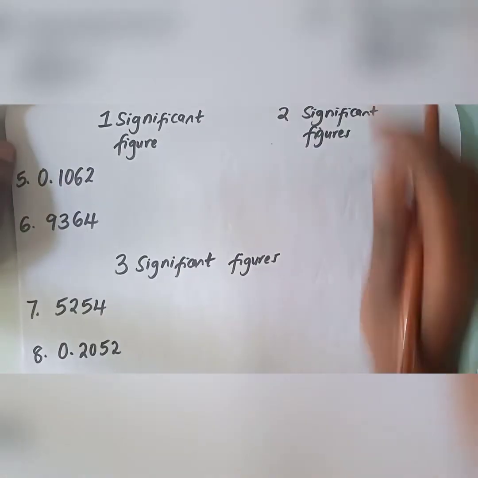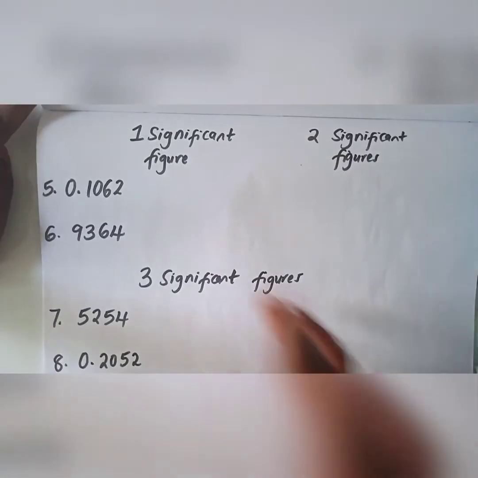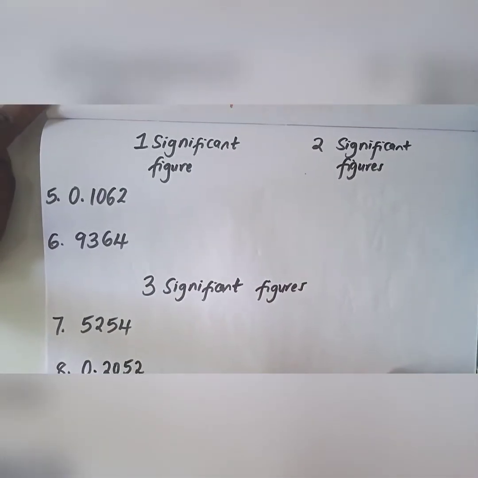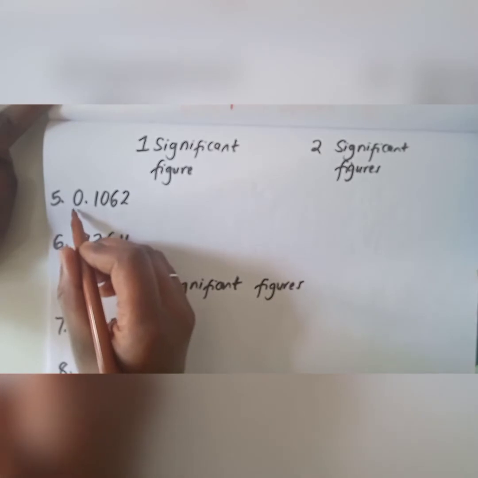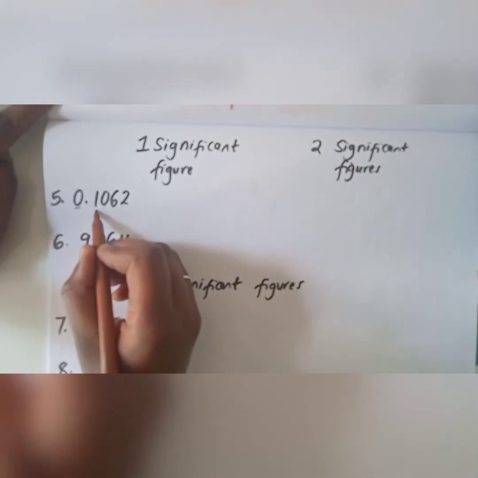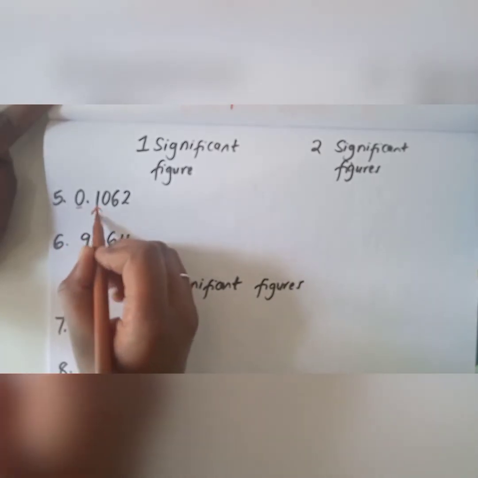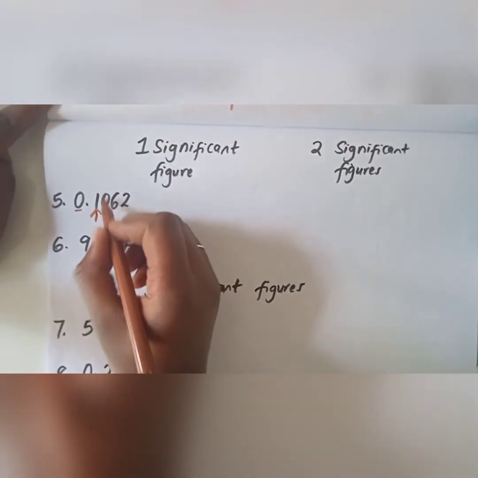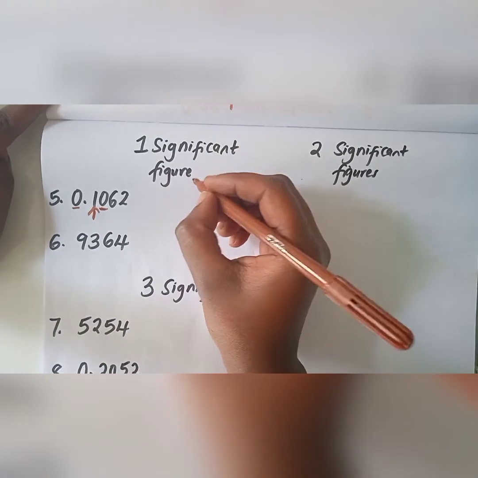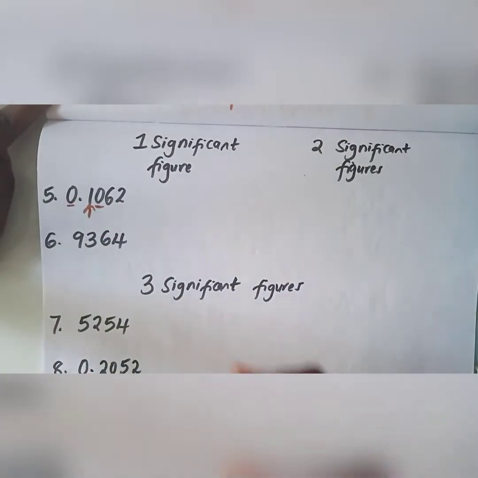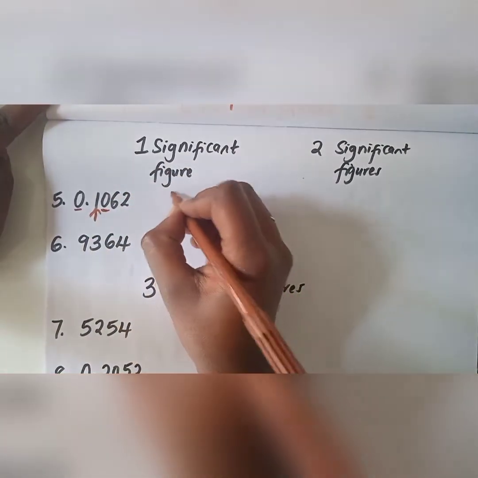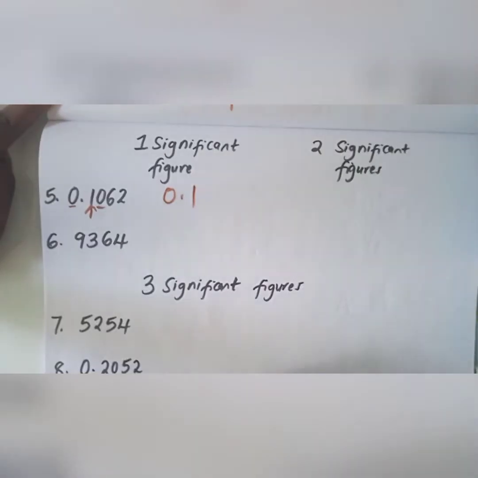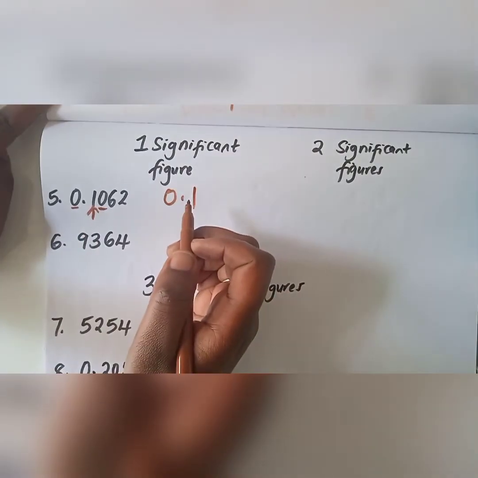Now with that in mind, you're going to try this one. So one significant figure, we're not going to count this one, that's non-significant, so we start from here. The next number is 0, meaning everything else will be rounded off to 0 because it's less than 5. So the answer will be 0.1 because the 1 won't be affected.